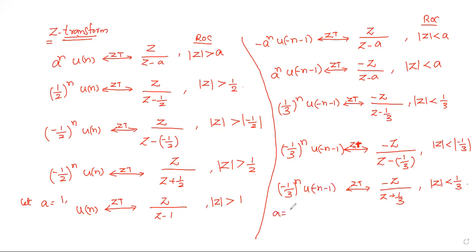Now here also let a is equal to 1. If we consider a equal to 1, what we will get? U of minus n minus 1. So now what will the Z transform be? Minus Z divided by Z minus 1. What is the ROC? Mod Z is less than 1. So these are very important Z transforms we need to remember, because in the last class I already told how to find the Z transform, right? Now here we need to remember. Now we will see one more very important Z transform.